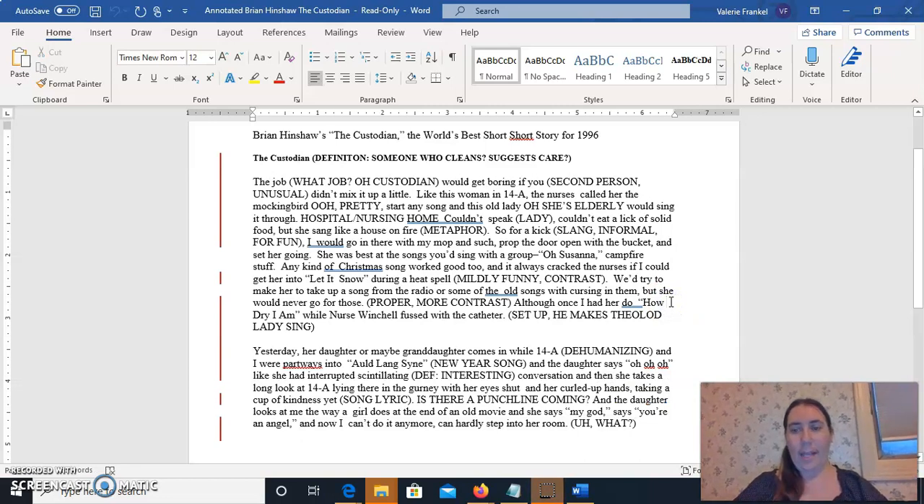But you see, my annotating helped me understand what's going on, and it got me more involved in the story. So this is how you actively read.